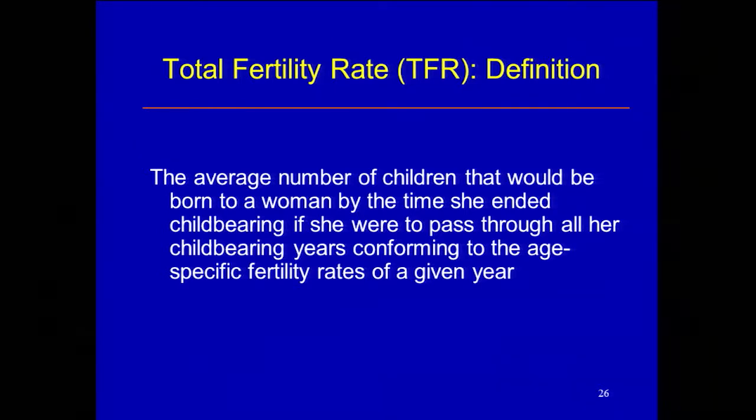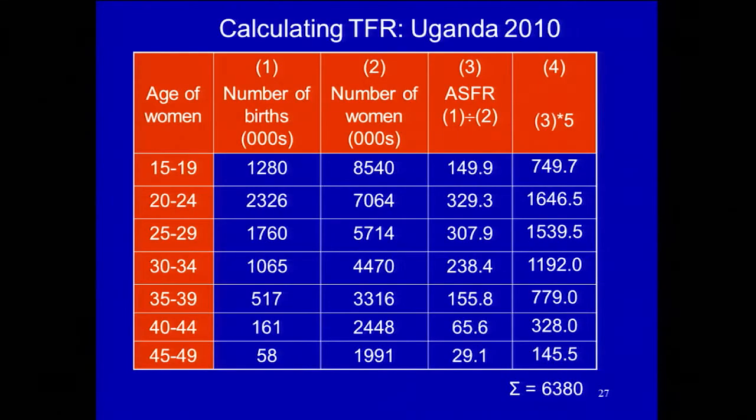And the total fertility rate represents the average number of children that would have been born to a woman by the time she completed her childbearing if she were to pass through all of her childbearing years conforming to the age-specific fertility rates of a given year. So it's a synthetic measure. It tells us what would have been the average number of children a woman would have borne if she'd been exposed to today's age-specific fertility rates.